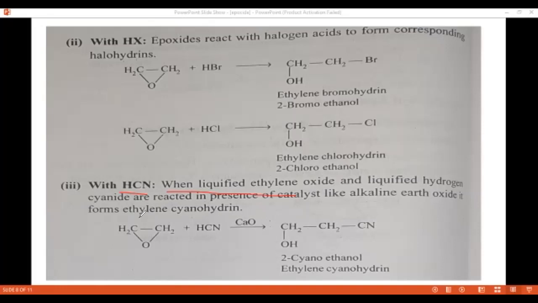Now, the ethylene oxide epoxide reacts with liquid hydrogen cyanide in the presence of the catalyst calcium oxide, then the two form the 2-cyanoethanol. The cyanide, having the negative charge, attacks this CH2 group. The lone pair of oxygen attacks the H and the ring opens here. Then the cyanide is attached to one carbon atom and this oxygen attacks the H plus. Now the ring is open, and then the formation of 2-cyanoethanol.